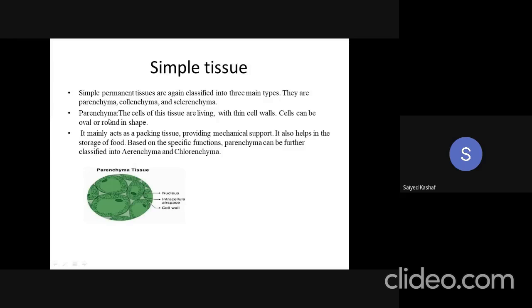When these parenchymatous tissues are filled with chlorophyll, they perform the process of photosynthesis and they are referred to as chlorenchymatous tissue. And when the parenchymatous cells have large air spaces, they form air channels and they are known as aerenchyma.